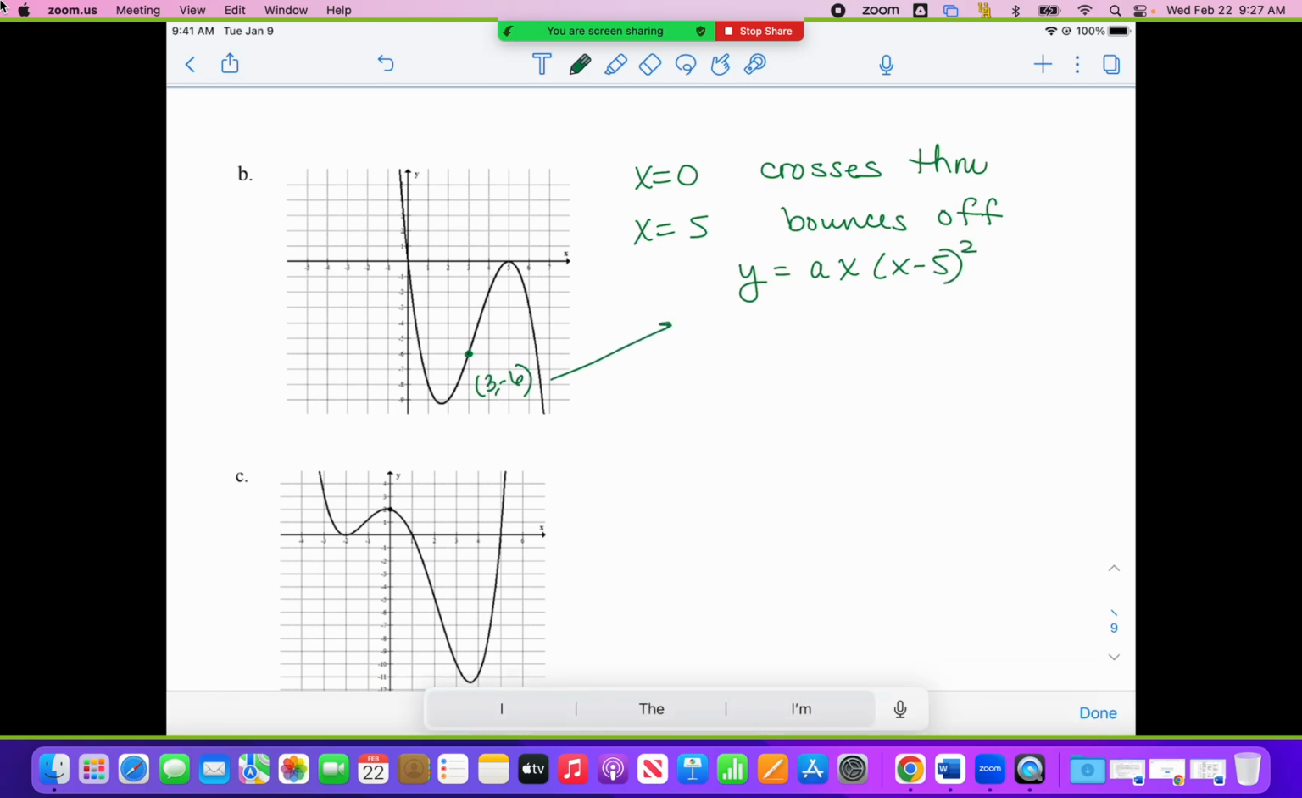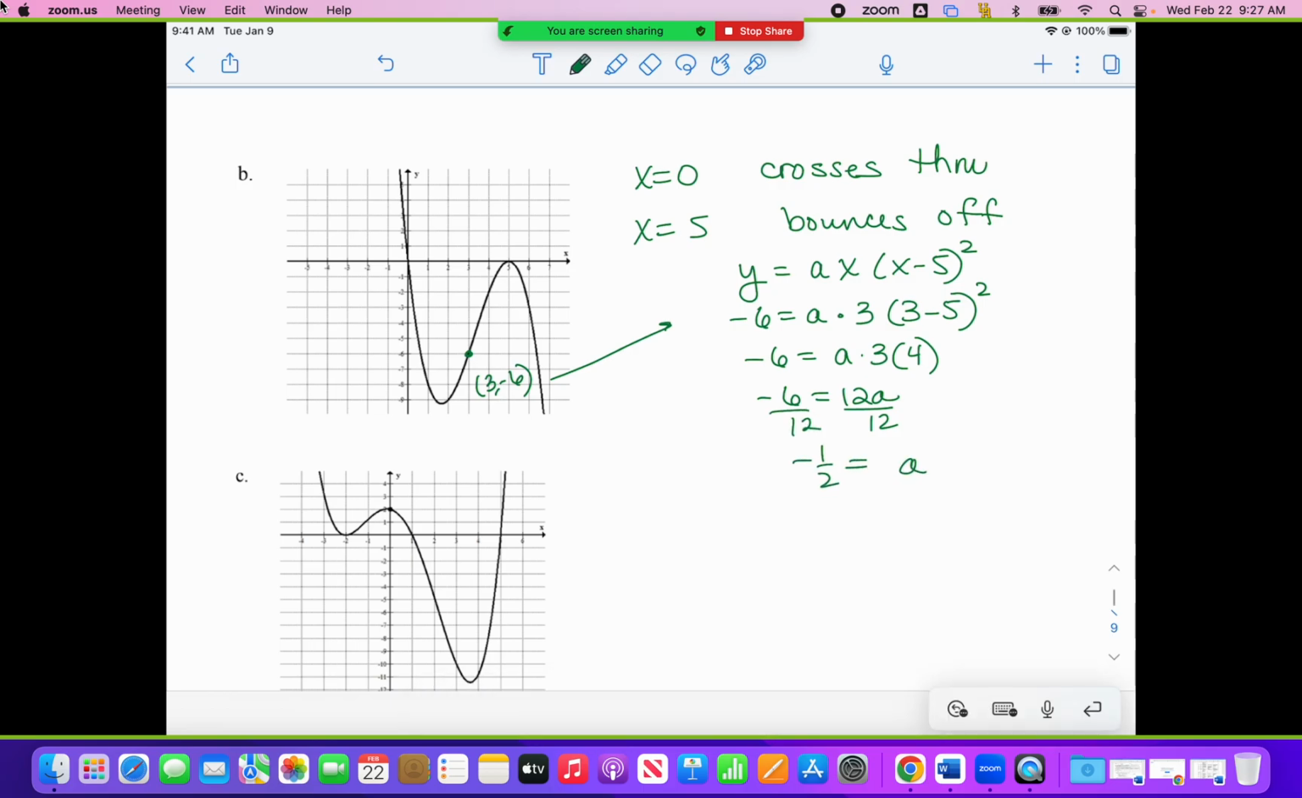Then I'm going to use this point and say -6 equals a times 3 minus 5 squared. -2 squared is +4. Dividing by 12, a is -1/2. So you should get y equals -1/2 x times x minus 5 squared. And if you see the end behavior, it's an up-down. I have x cubed with a negative leading coefficient.